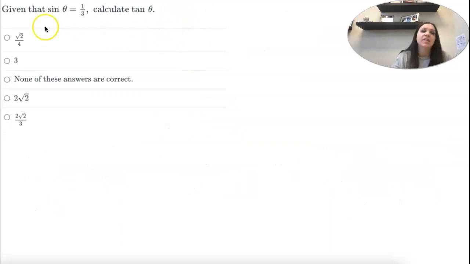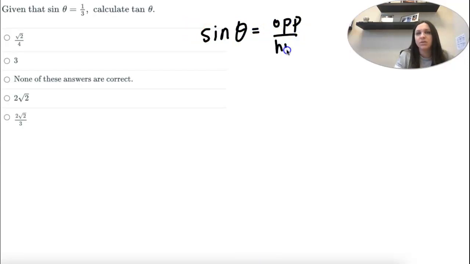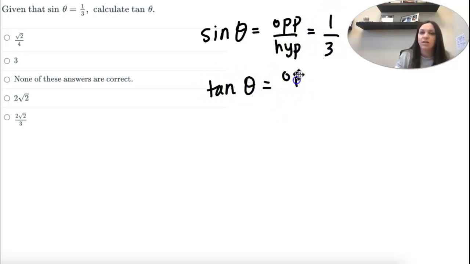Number 7, given that sine is 1 over 3, calculate tangent. So we have to know that sine is opposite over hypotenuse. So the opposite side is 1, the hypotenuse is 3. And to find tangent, we need the opposite over adjacent. So we know opposite's 1, we need to find the adjacent side.